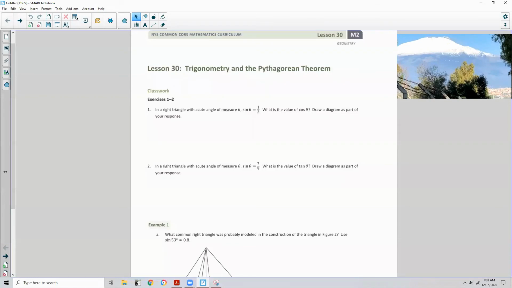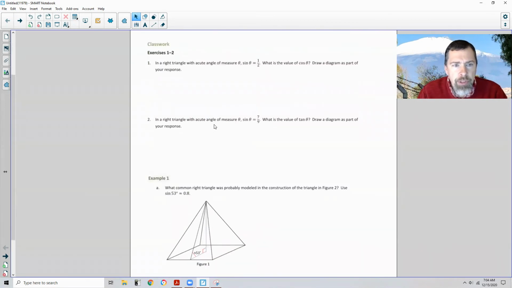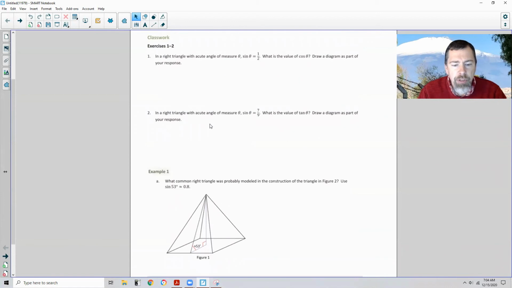Lesson 30, trigonometry and the Pythagorean theorem. Classwork exercise 1-2. Exercise means you try it, pause the video, see if you can do these, come back, and we'll take a look. It says in a right triangle with an acute angle of measure theta, sine theta is 1/2. What is the value of the cosine of theta? Draw a diagram as part of your response.